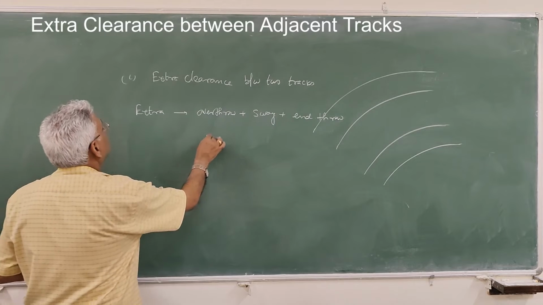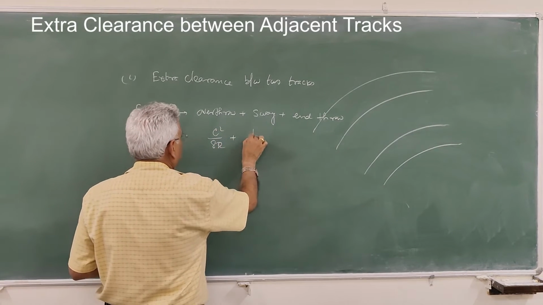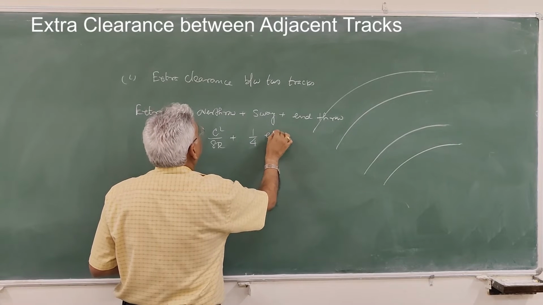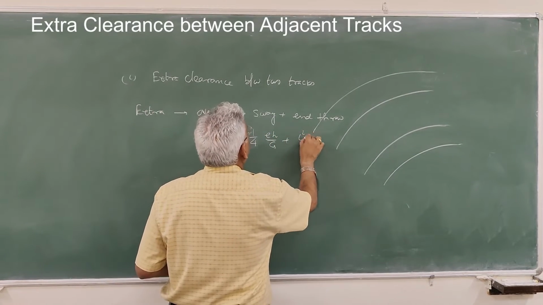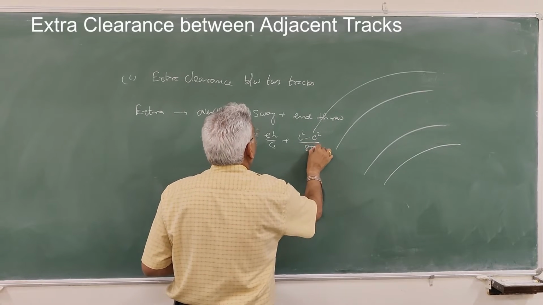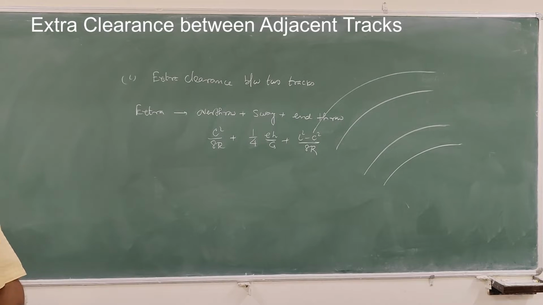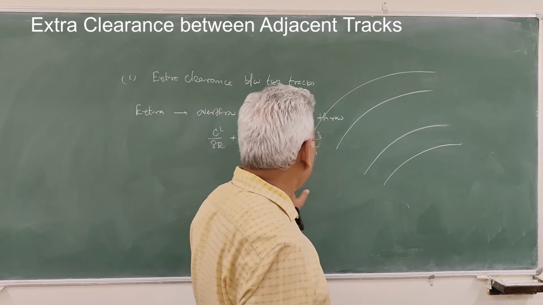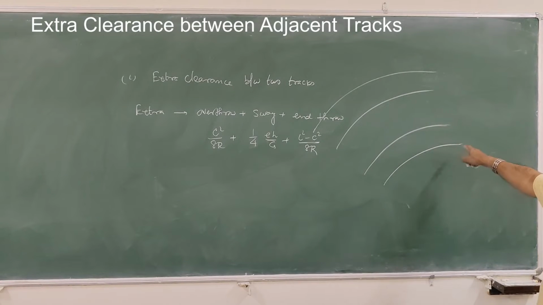Now overthrow is C square upon 8R plus, this is 1/4 of lean, EH upon G, and this is end throw, L square minus C square upon 8R. This is the amount of extra clearance required on two parallel tracks which are on curvature: overthrow plus sway plus end throw. Effect of lean is not considered here.